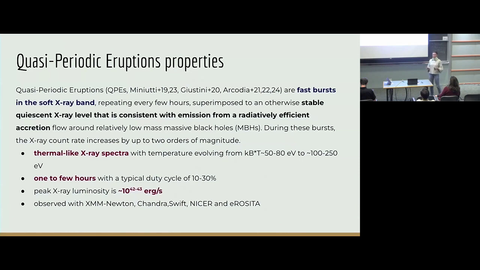I trust that every one of you by now knows what a QPE is. So, I would just quickly highlight the few properties that are relevant. These are fast bursts in soft X-ray, thermal spectra. They have different recurrence times, but between 1 to a few hours or tens of hours at most. And their peak luminosity is 10^42 to 10^43 erg per second, and they've been detected by all the X-ray facilities.